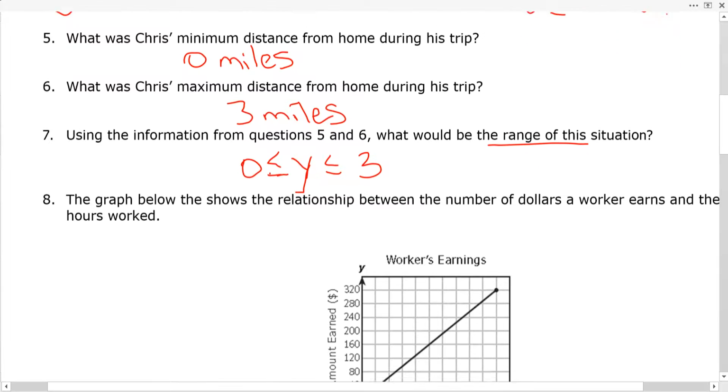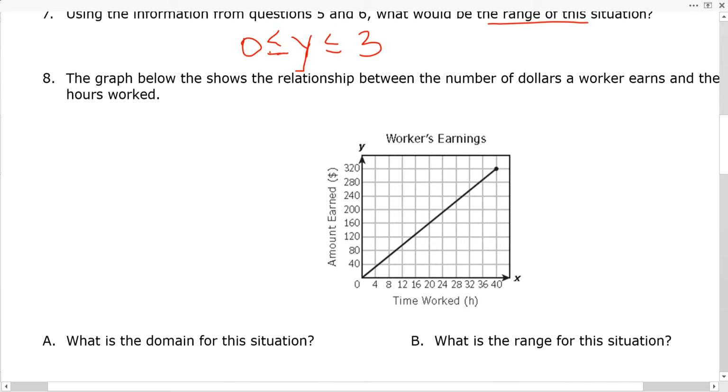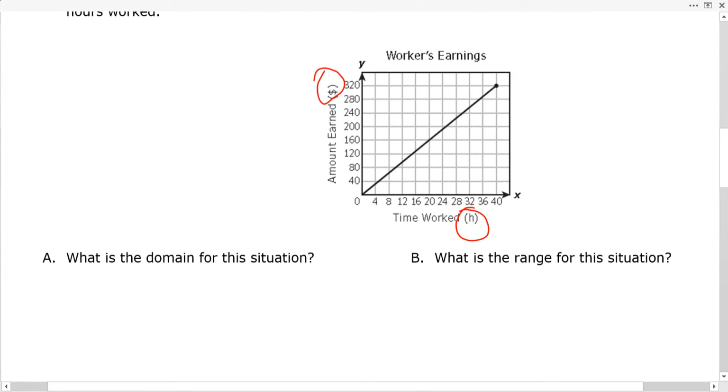Okay. The next graph is dollars and time. So here's the amount of money and here's the time. So the domain is time in this case. And the range is dollars.